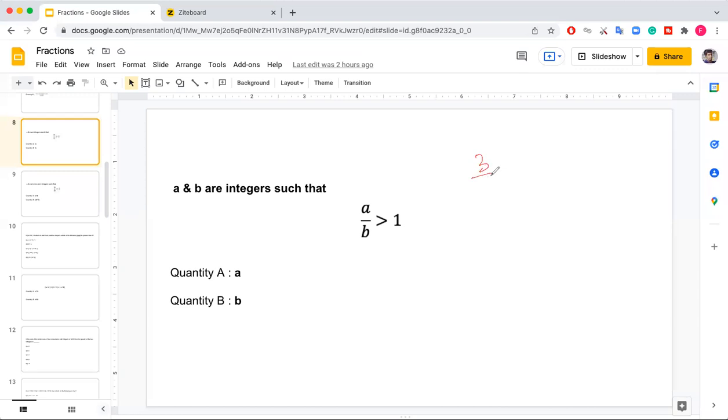We have 3 over 2 greater than 1, right? We can also do it this way, minus 3 over minus 2 greater than 1, because minus and minus will cancel out. So in both of these scenarios, the result is greater than 1. In the first scenario, quantity A is 3 and quantity B is 2, so A is greater. But in the second scenario, quantity A is minus 3 and quantity B is minus 2, and minus 2 is actually greater than minus 3. That's why the answer to this is D. Right?